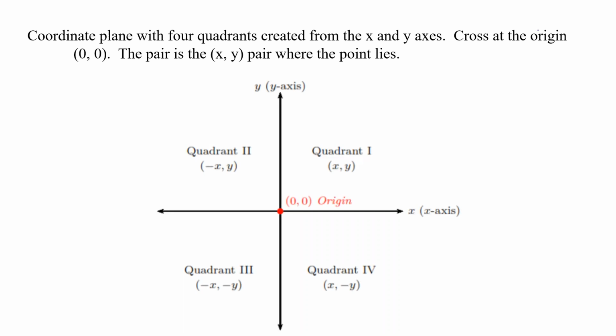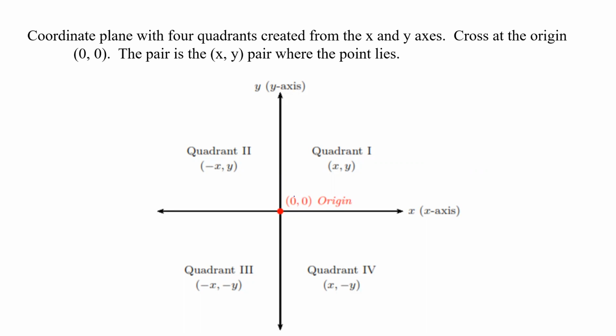So we have a coordinate plane and it has four quadrants created from x and y axes. If we look down below before we get a little further, we can see our y-axis is this vertical axis and the x-axis is this horizontal axis. And it creates these four quadrants. Now they cross at the origin. So over here, that's the origin where it crosses, and that's at 0, 0.